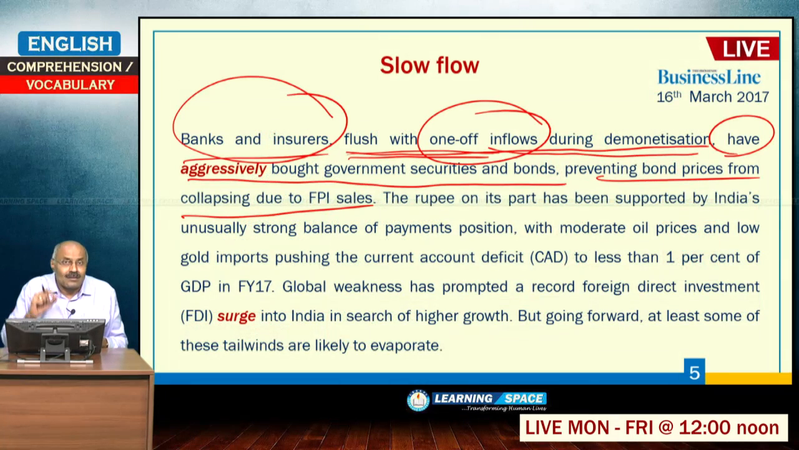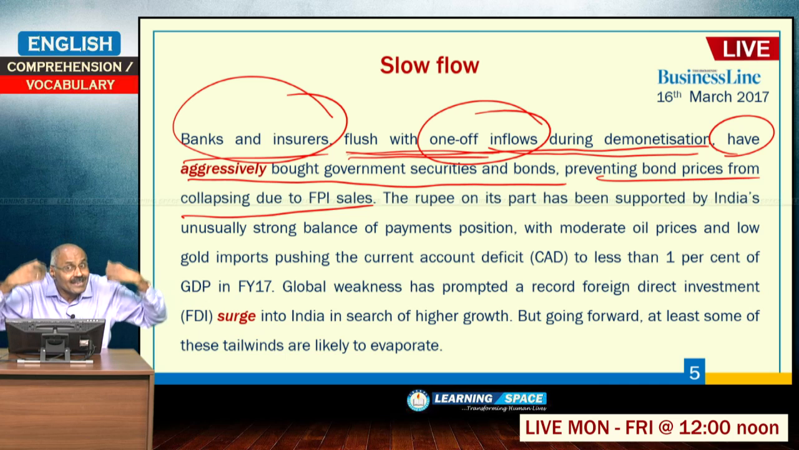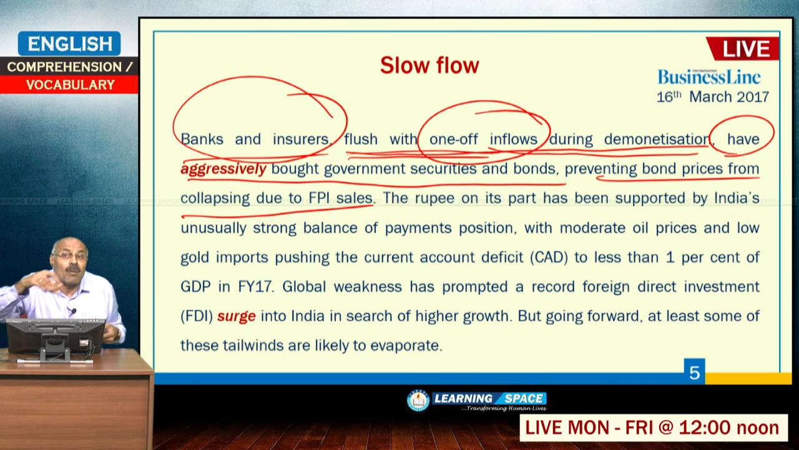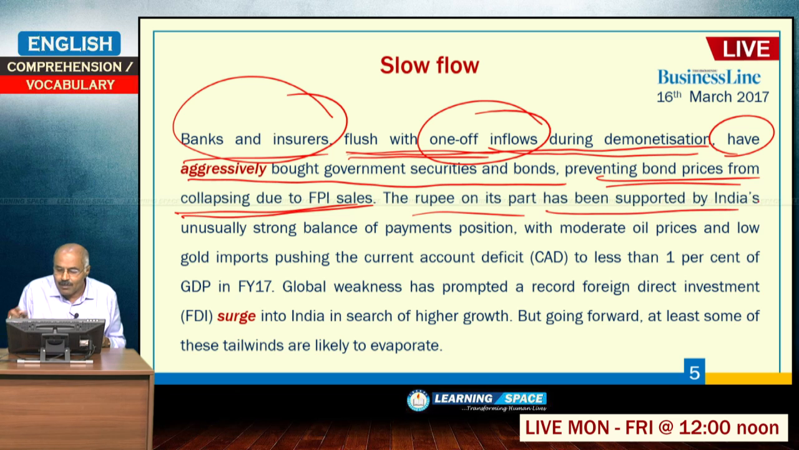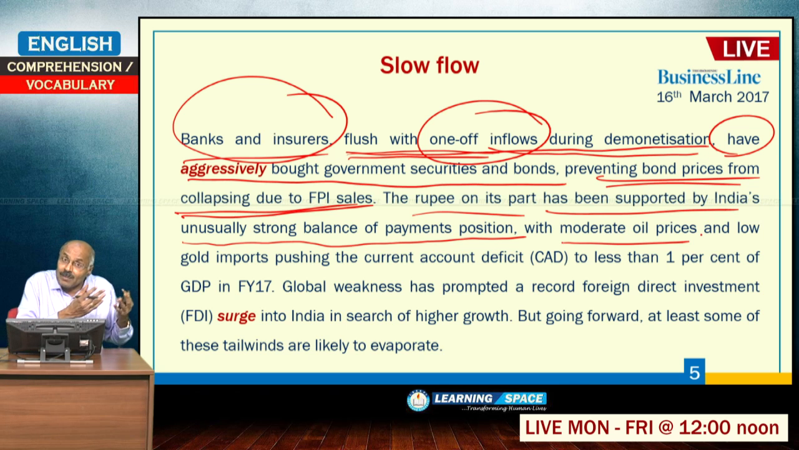So, here banks and insurers, because of a lot of money, because of demonetization, aggressively bought government securities and bonds, preventing bond prices from collapsing due to FPI sales. The rupee on its part has been supported by India's unusually strong balance of payments position with moderate oil prices. Oil prices were moderate because we are importing almost 70 to 80% of our requirements.